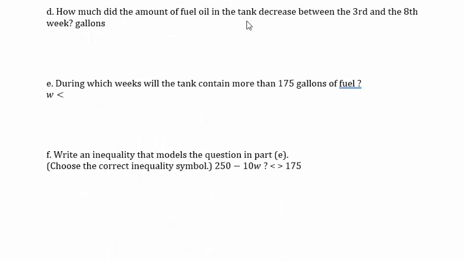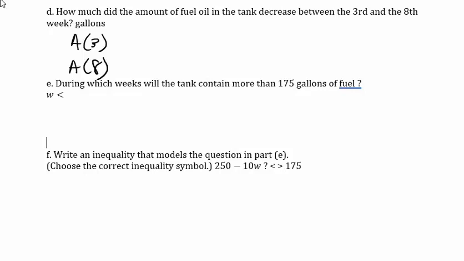In part D, how much did the amount of fuel in the tank decrease between the 3rd and the 8th week? You could do a couple of things. One is to find A of 3. Calculate the amount remaining, and then A of 8, which we may already have from our table earlier, and then just subtract. So find the difference between them.